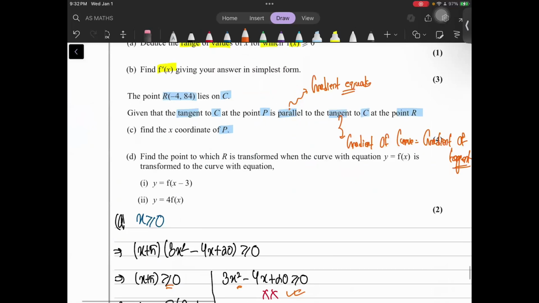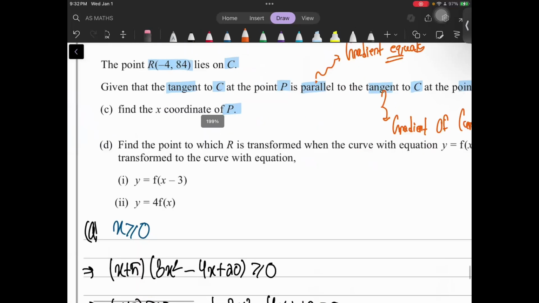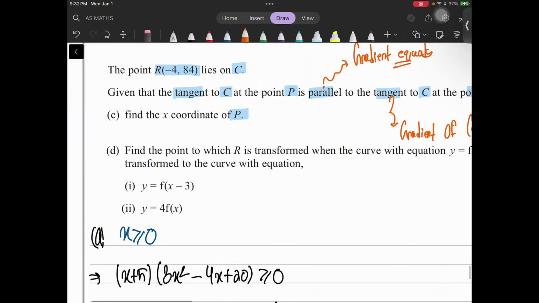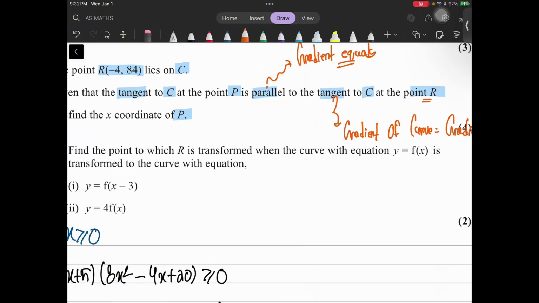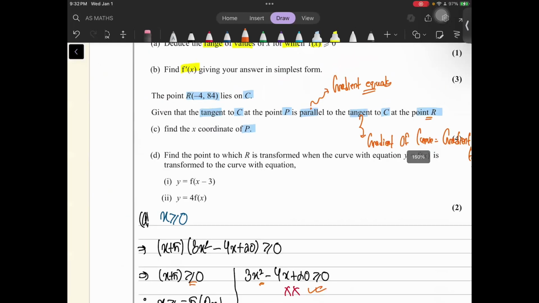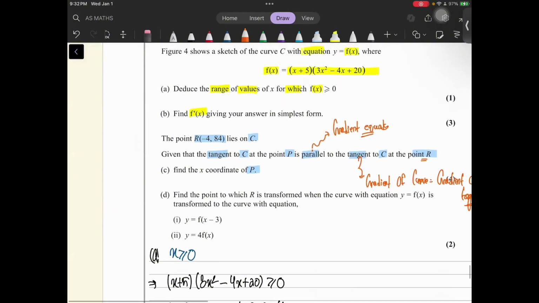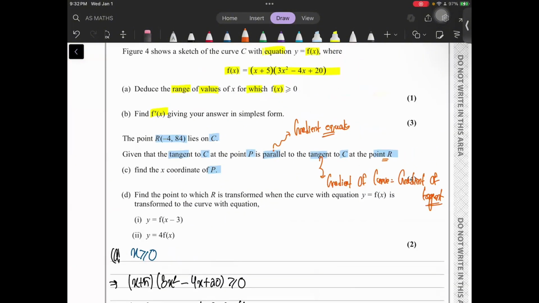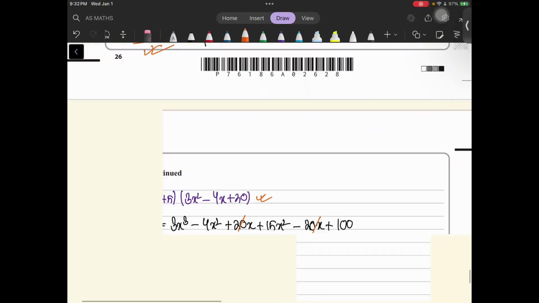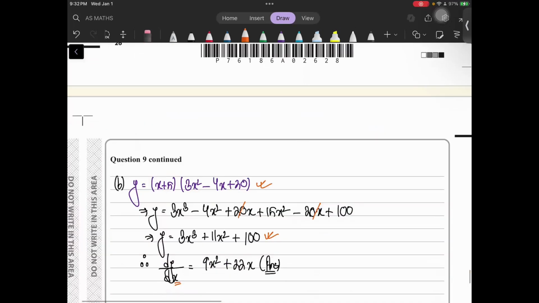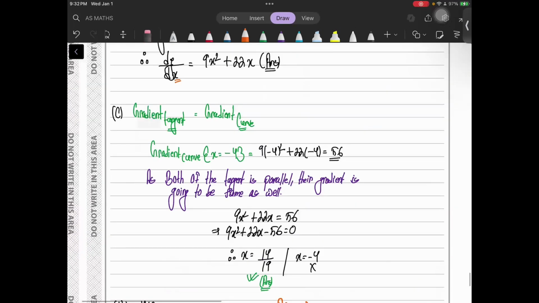So basically, the tangent to C at point P is parallel to the tangent to C at point R. From here, we can easily find the gradient of the curve. Let's see what I've done over here. Find the value of P. As it's a tangent, the gradient of the tangent should be equal to the gradient of the curve, as I said.